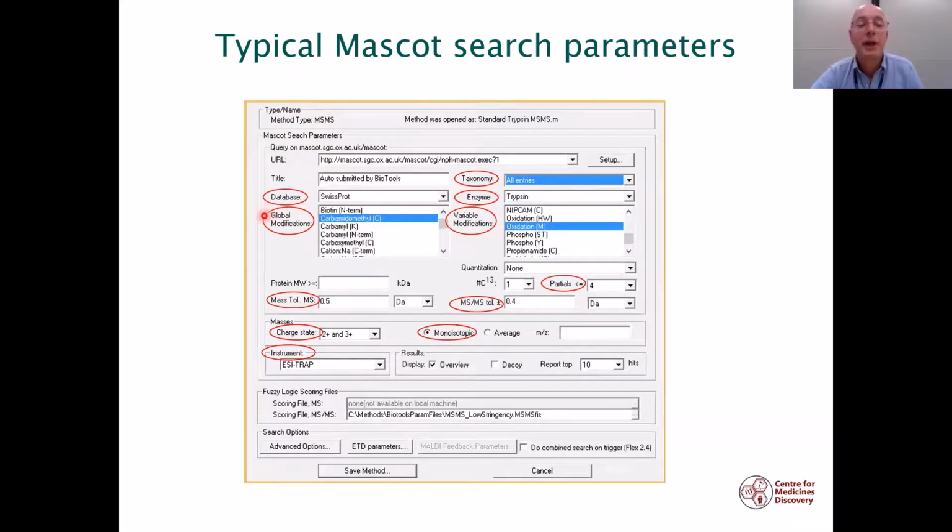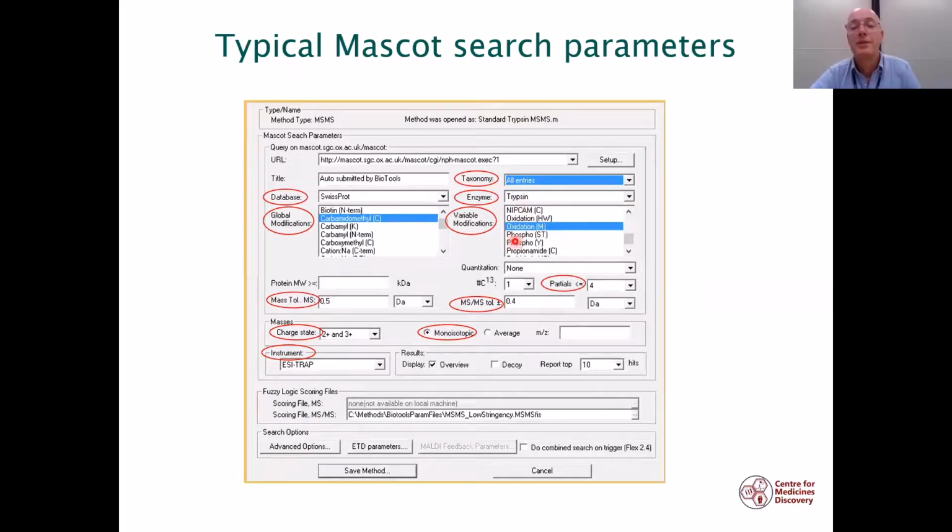We need to specify how the protein is modified. So remember, we had to reduce the cysteines and alkylate them, and that modification, carbamidomethyl cysteine, is global, which means that every single cysteine in your sample will be modified. We need to specify the enzyme. In this case, it's trypsin, but you can specify a number of different enzymes, or you can specify your own enzyme.